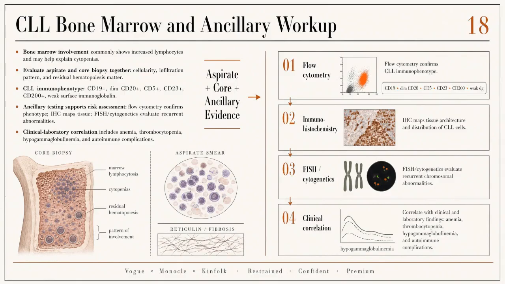Over or under decalcification can obscure nuclear detail or compromise antigenicity, which in turn affects immunohistochemical staining quality. For example, CD20 and CD5 immunostains are critical to confirm the B-cell lineage and aberrant co-expression of T-cell markers typical of CLL. Poor fixation or decalcification can lead to weak or patchy staining, complicating interpretation.